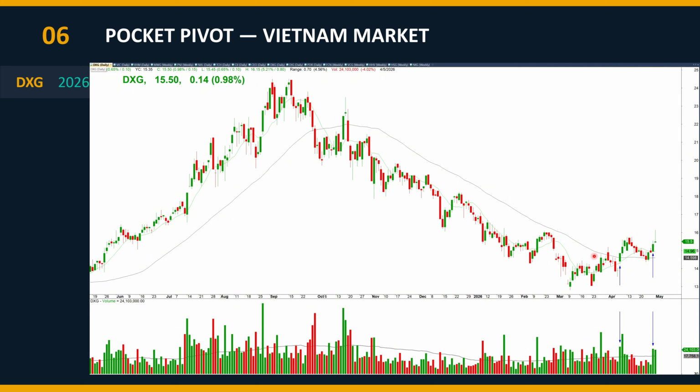First pocket pivot day, volume exploded, price cleared the 50-day MA, confirming institutional accumulation. Second pocket pivot occurred after price retested the 50-day MA on very constructive volume. Let's watch together to see what happens with DXG going forward.